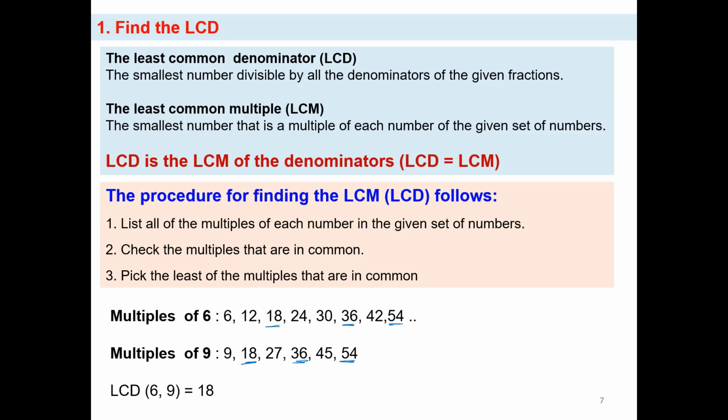But what is the LCD? We need to pick the least of these multiples that are in common. We have 18, 36, and 54, but the LCD will be the least of them. So the LCD of 6 and 9 is 18.